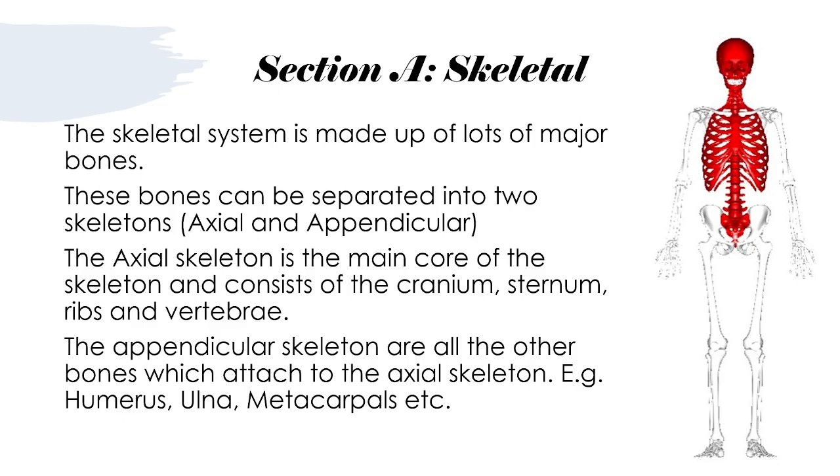So skeletal. The skeletal is lots of different bones, and there are two sections that these bones are split into. You've got the axial skeleton, which is seen in red on the picture there, and that's just consisting of the cranium, the sternum, the ribs and the vertebrae. That's like the main core of the body, and then the appendicular just adds on to those sections.